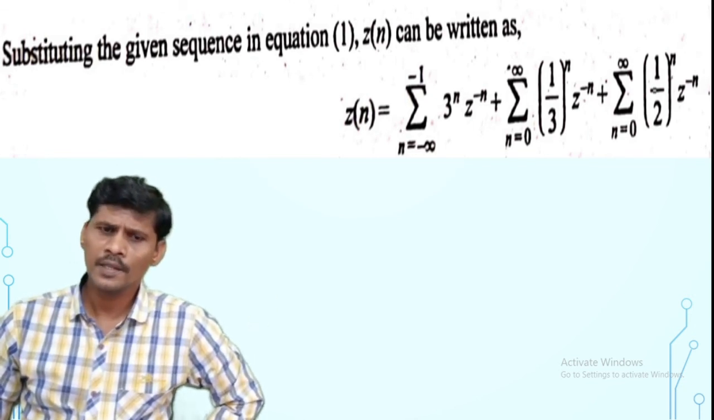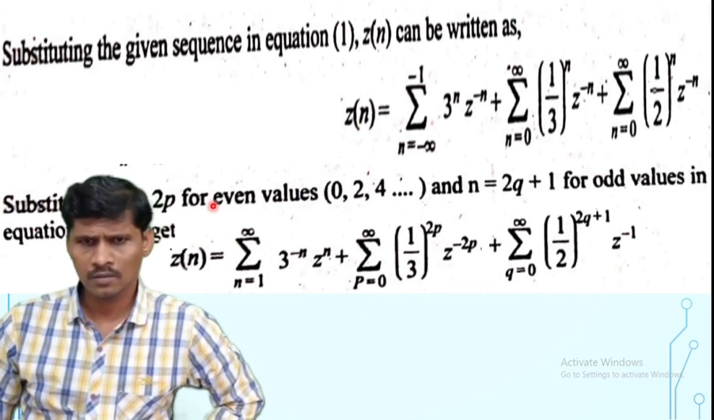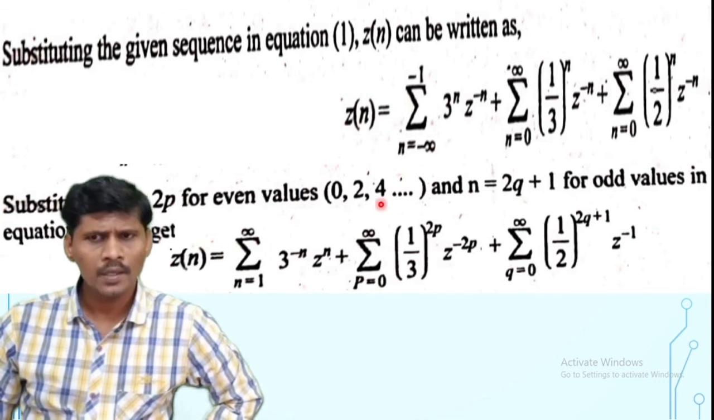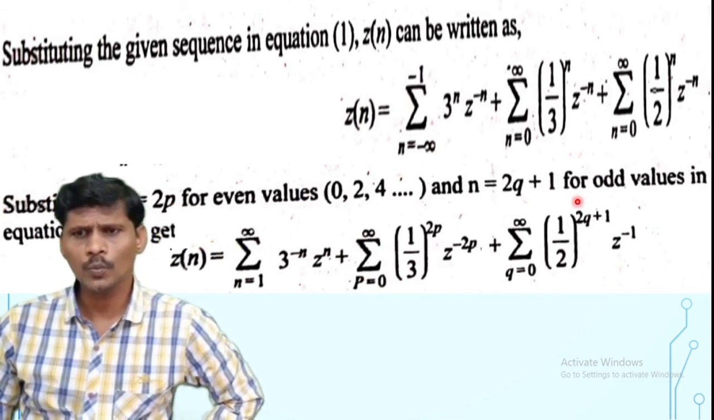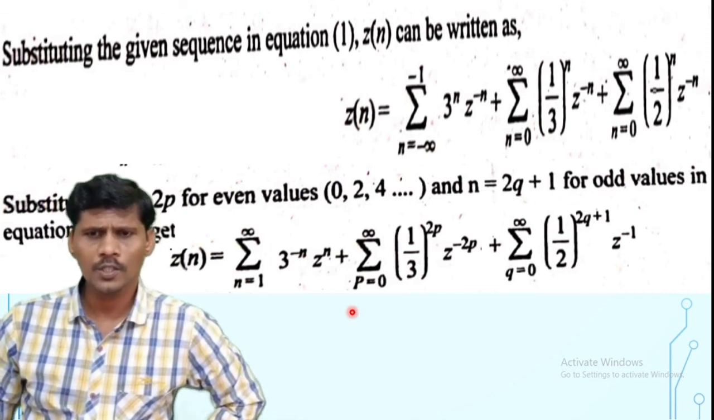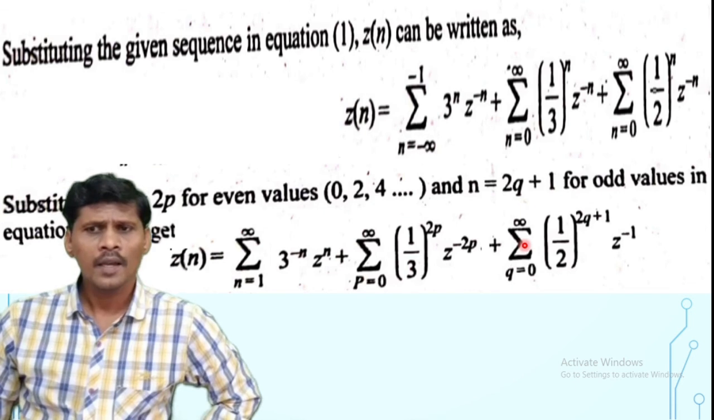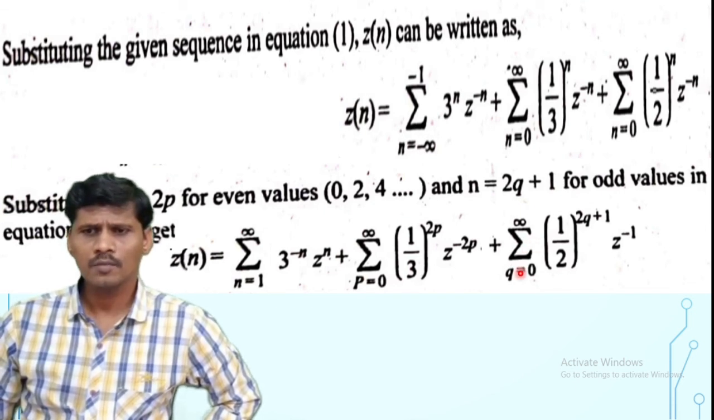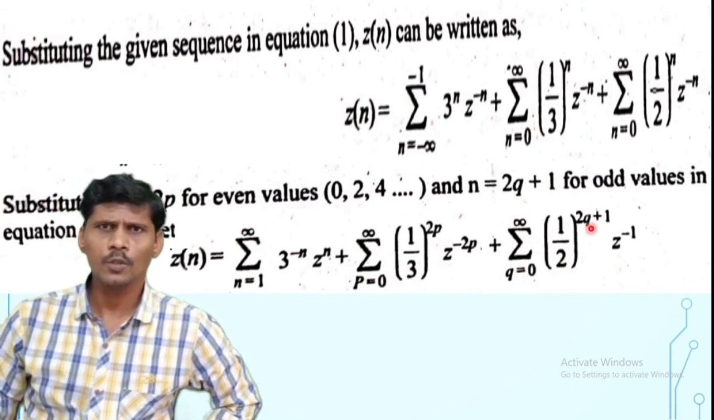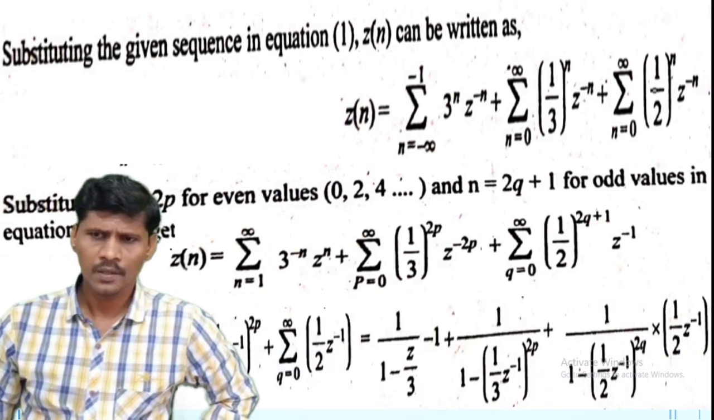And from the given sequence, for even values of n, let n be equal to 2p, and odd values of n is equal to 2q plus 1. So applying even values and odd values of the condition into the above equation, sigma p is equal to 0 to infinity 1 by 3 whole to the power of 2p z power minus 2p, and for odd values of n, sigma q is equal to 0 to infinity 1 by 2 whole to the power of 2q plus 1 into z power minus 1. Reducing the above equation, we get.